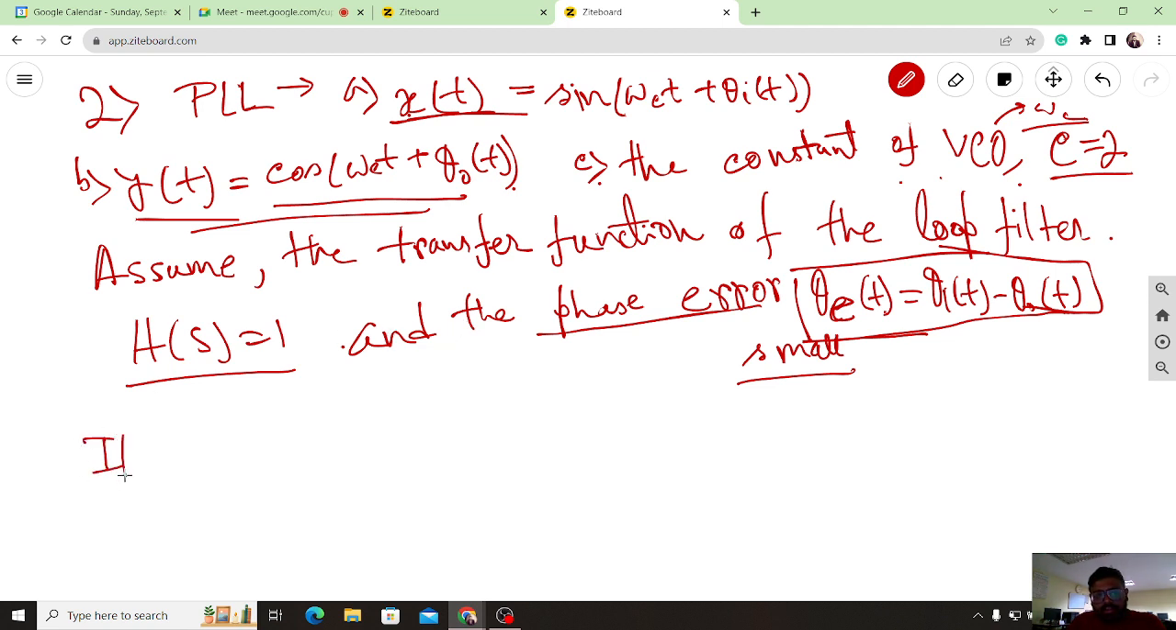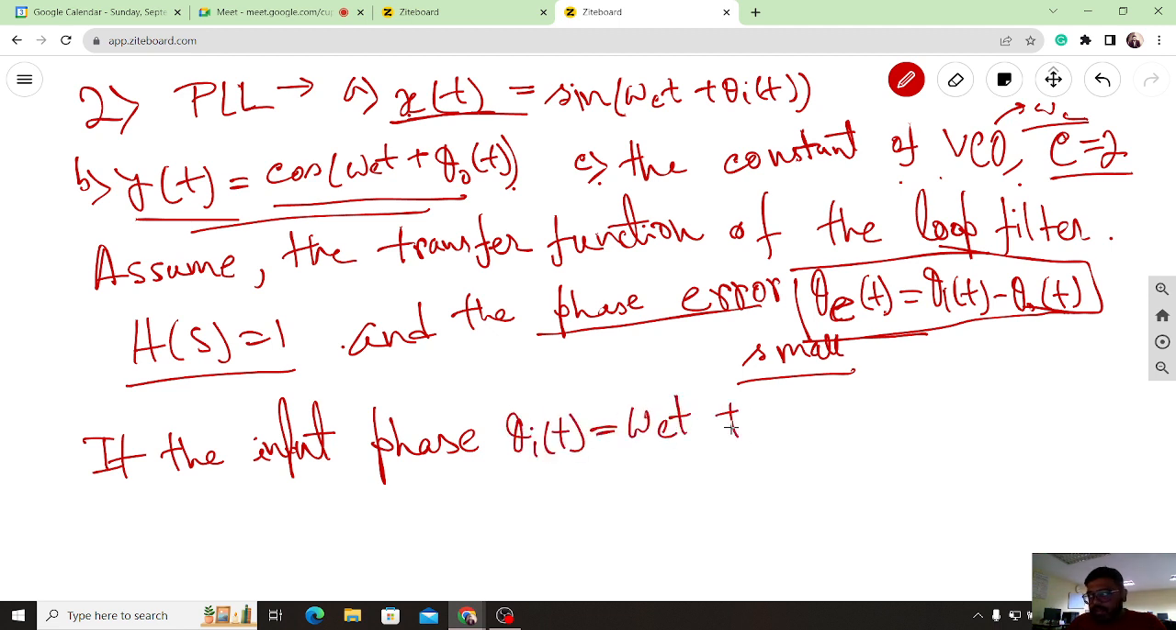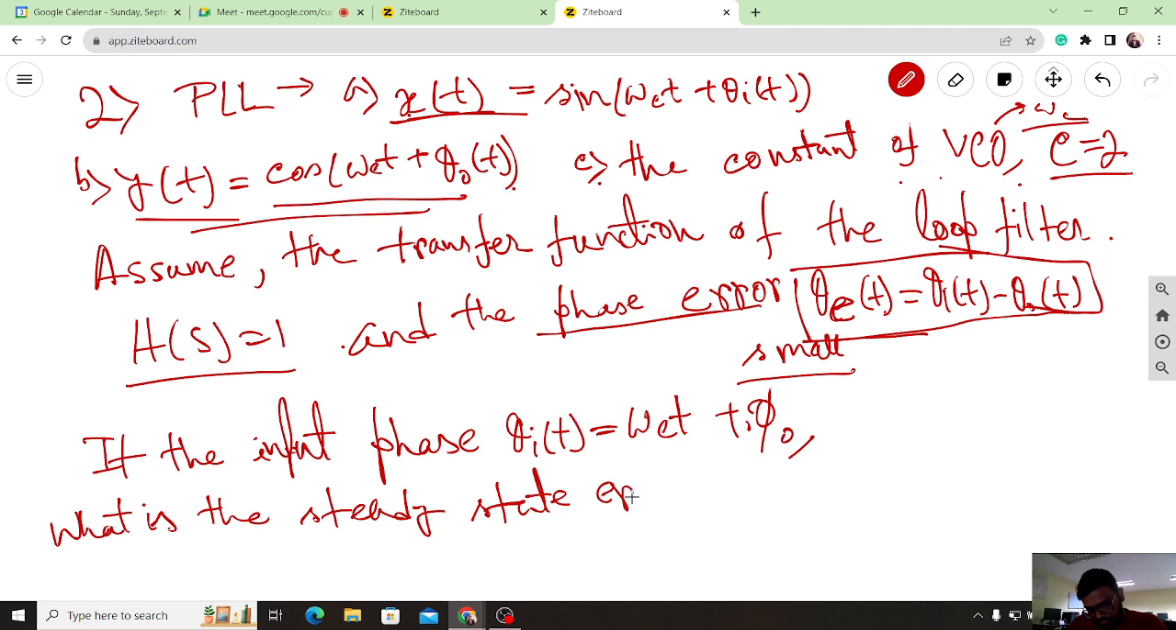So if the input phase theta i of t is a function of the frequency plus some phase phi 0, then what is the steady state error? That can be represented by t tends to infinity of the error. As t tends to infinity, what will be the small error?